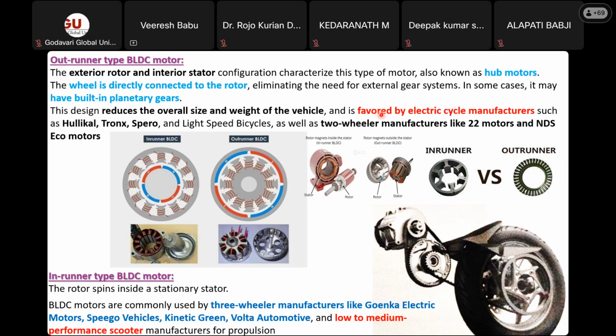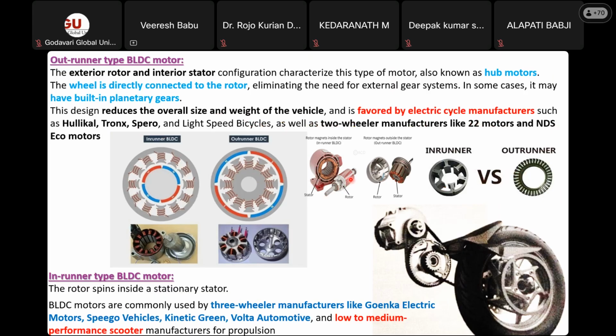This design reduces the overall size and weight of the vehicle and is favored by electric cycle manufacturers such as Hulical, Prongs, Sparrow, and Light Speed Bicycles, as well as two-wheeler manufacturers like 22 Motors and NDS Eco Motors. They have manufactured this kind of design. You just observe this diagram and how it is shown pictorially.